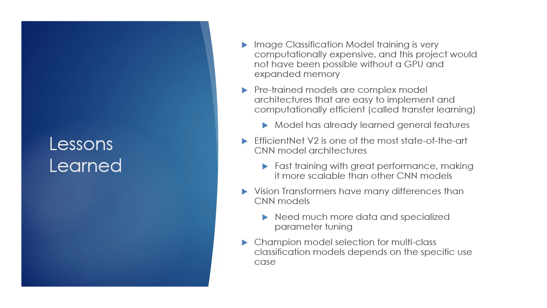EfficientNetV2 is one of the most state-of-the-art model architectures with fast training and great performance, and is much more scalable than any other model that I tested. And vision transformers have much differences from convolutional neural network models. I believe to make it effective, I would have to use much more data and specialize the parameter tuning just for that model. Also, the championship model selection for multi-class classification depends on the specific use case. I picked the EfficientNetV2 model, but there's a couple cases for the ResNeXt 50 model as well if you're more concerned about blank images or one of those specific image classes.